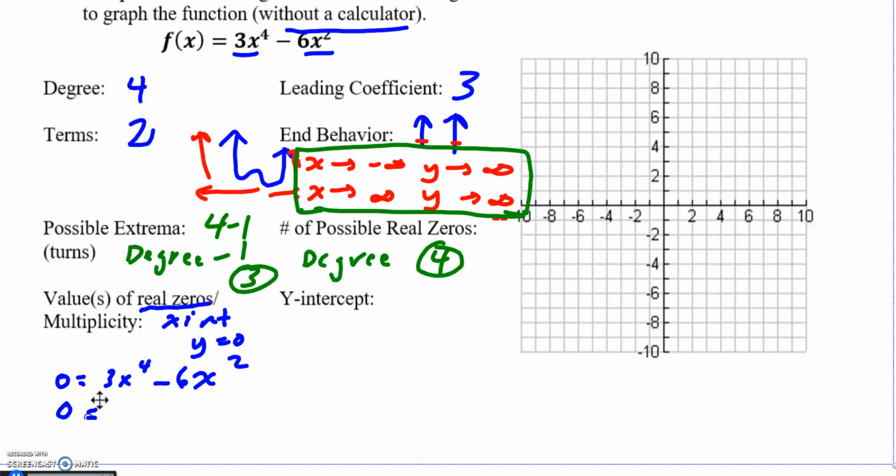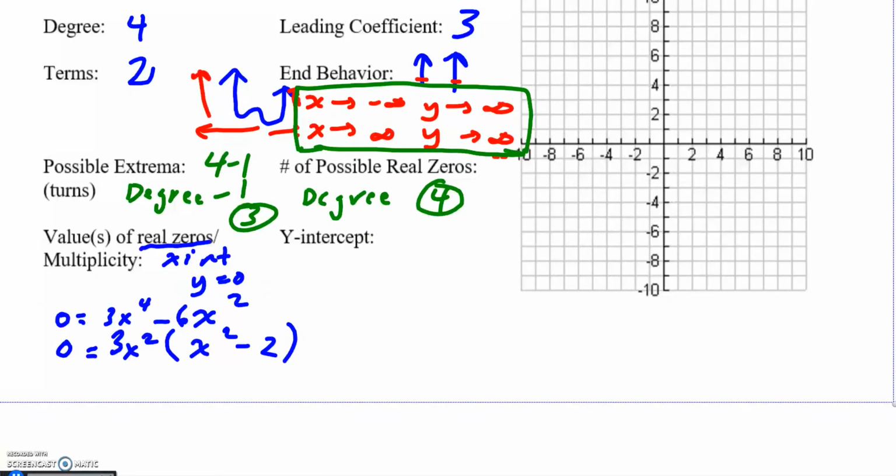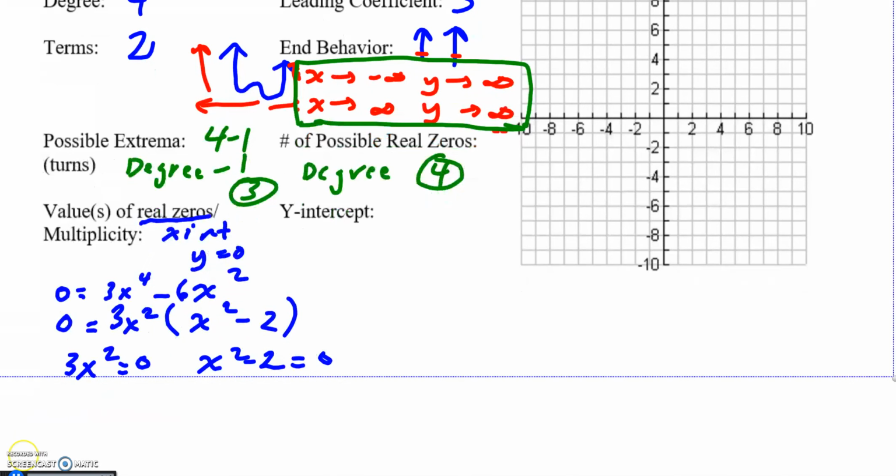If I do that and take a GCF of 3x squared out, I'd be left with x squared minus 2. And if I use the zero product property and set both of those equal to 0, I have 3x squared equals 0, and I have x squared minus 2 equals 0. So I first would divide both sides by 3, setting them both equal to 0. I'd have x squared equals 0.